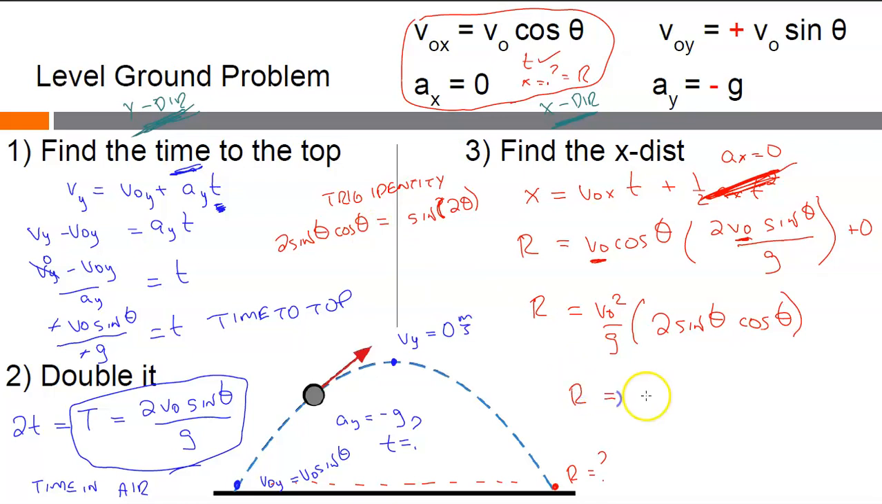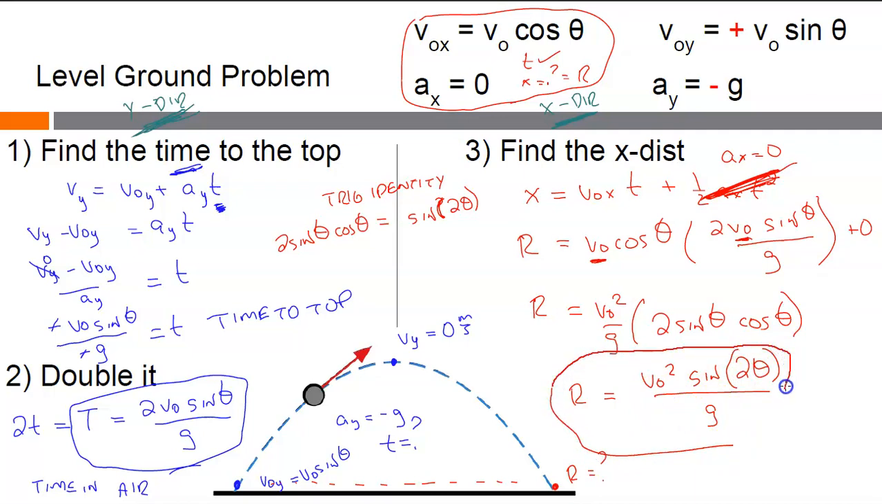But once I've done that, then I get v naught squared. All of this stuff right here is just going to get replaced with the sine 2 theta. And I like to put the 2 theta in parentheses to remind myself that I'm really taking the angle and doubling it. This is called the double angle identity. If it's a 30-degree angle that I launch this thing at, I need to come in here and say 2 times 30, or 60 degrees, and then put that in there. It's over g, like that. So that's kind of the cleanest way to write that.